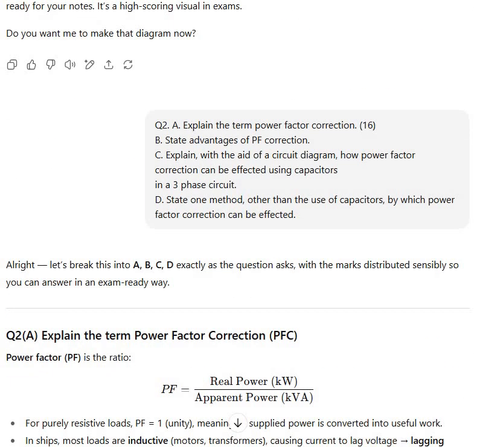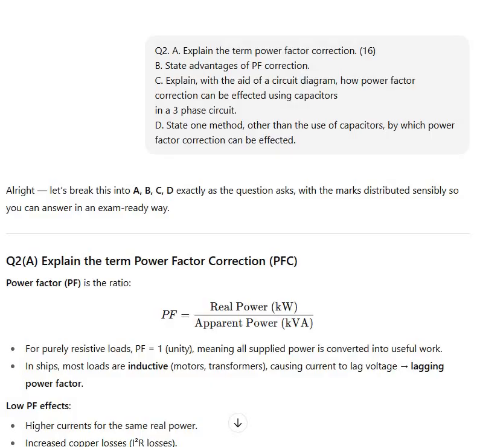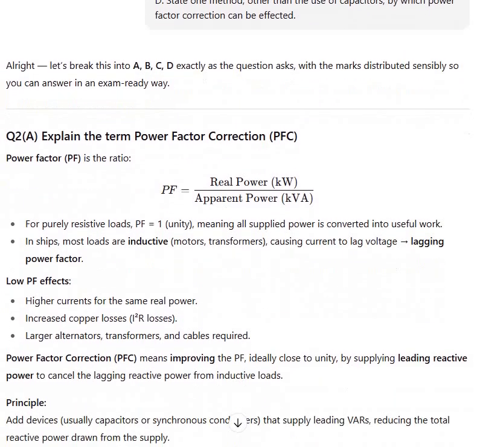So those are the factors. Now question number 2. Part A: explain the term power factor correction. Part B: state the advantages of power factor correction. Part C: explain with the aid of a circuit diagram how power factor correction can be effected using capacitors in a 3-phase circuit. Part D: state one method other than the use of capacitors by which power factor correction can be effected.